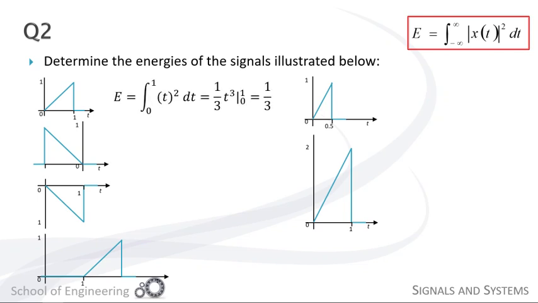Okay, so that's that. So you get t cubed on 3 between 1 and 0, which gives you a third. All right? So that's a basic integral, which you should know.